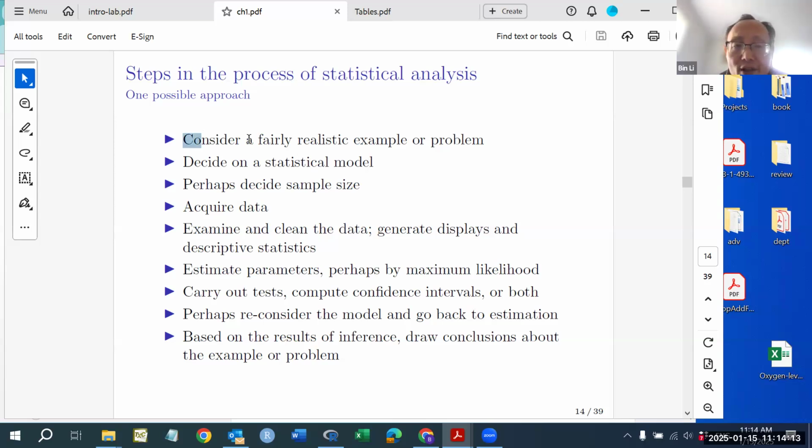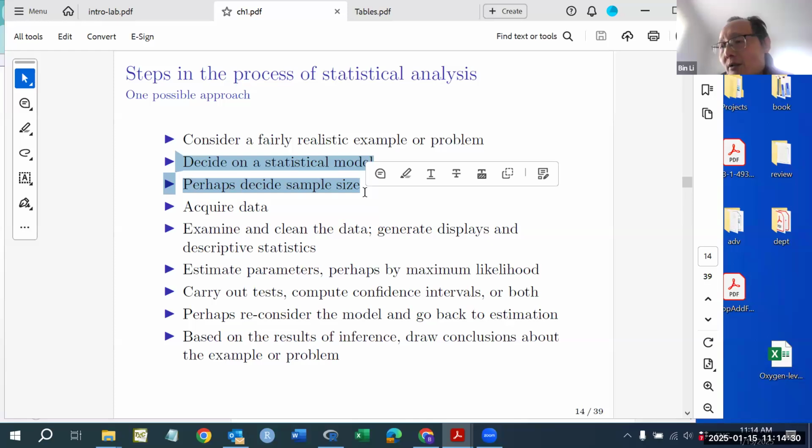So we can first consider a very realistic example or problem. Then we can decide on a statistical model. And after that, we can determine the sample size. Why do we need to determine the sample size? Because we do not want the power of the study to be low. We want enough sample size so that we can have a pretty high power of the study. And then we can collect the data.